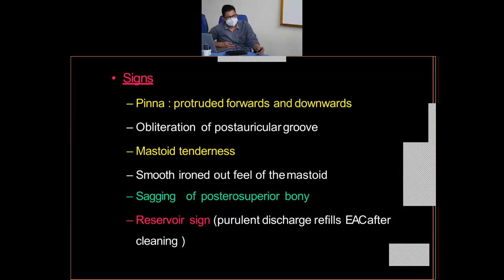When you see the ESA, the ESA has 4 walls. The posterior superior bony wall will be sagging, like there will be narrowing of the ESA. Okay, and reservoir sign: when there is mastoiditis, there will be infection in the mastoid cavity. Obviously there is accumulation of pus, so that pus will come out through the perforation. If you clean the ESC, then again you will see some discharge coming out from the medullary cavity. That is called reservoir sign. You will see it in mastoiditis. Okay.